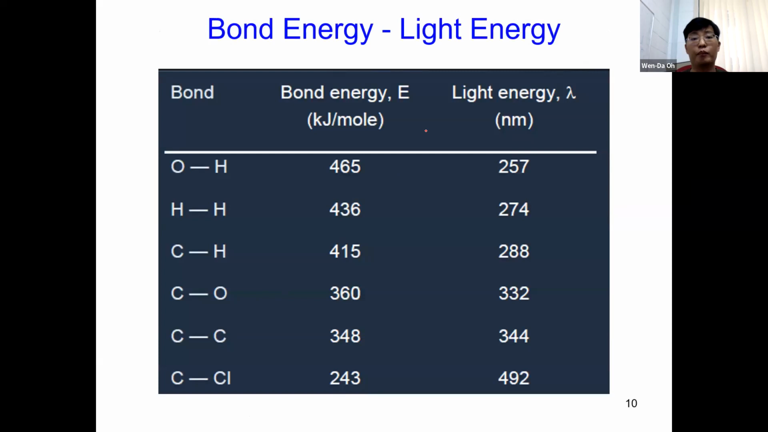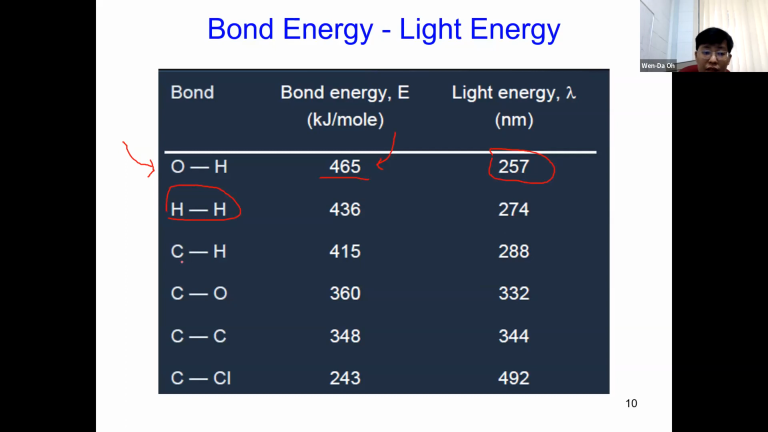In terms of breaking the bonds, we need to look at the bond energy. In the environment, we have many kinds of organic chemicals, and each of them has different bond energy. Some have, let's say, an OH bond. The bond energy for this is about 465. If you calculate the wavelength for this 465, you'll see that the light energy corresponds to 257 nanometers. On the other hand, for the HH bond, you need 436. You calculate, it becomes 274.